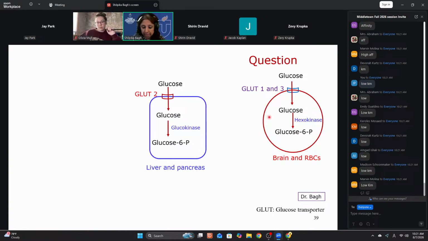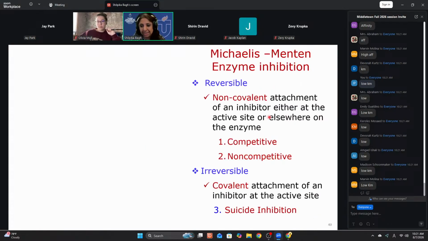So if you do compartmentalization, which somebody was asking, and the purpose, you will know the difference between hexokinase and glucokinase. I'm finishing irreversible here only. Irreversible and suicidal graph looks like competitive or non-competitive? Irreversible and suicidal graph looks like non-competitive.